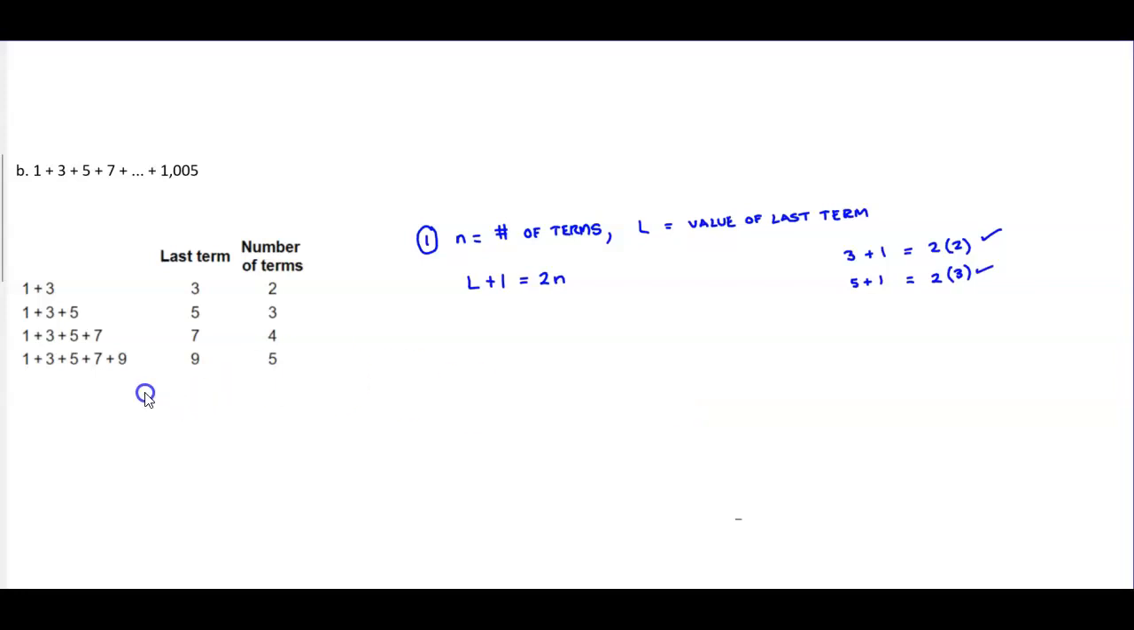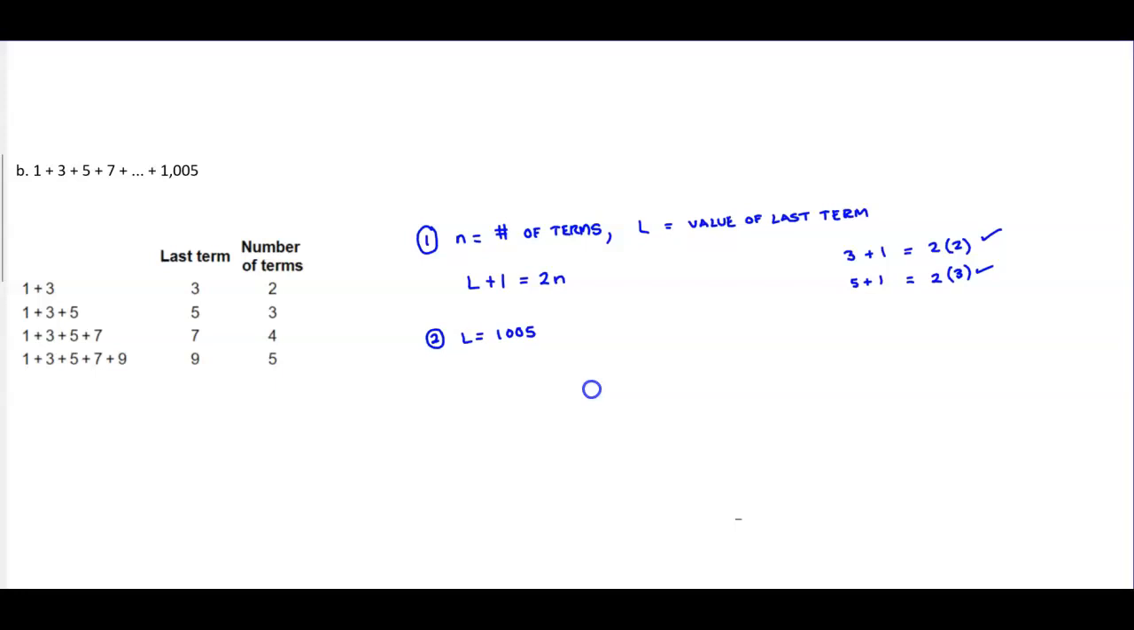So therefore, since the last term in our sequence is 1005, we're going to substitute that into this equation. That means that L is equal to 1005.